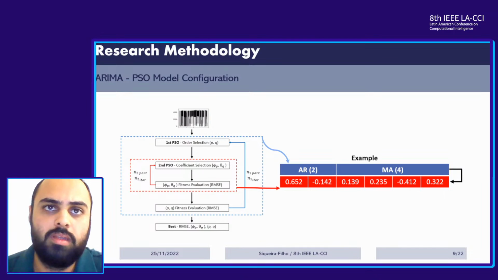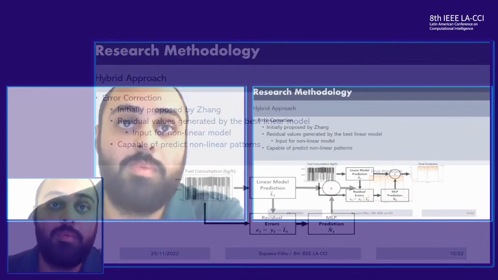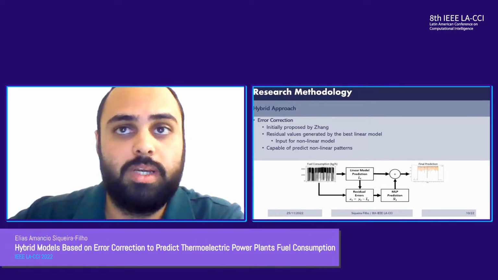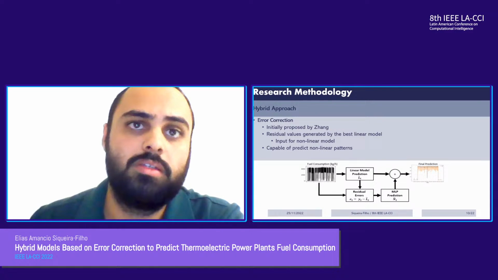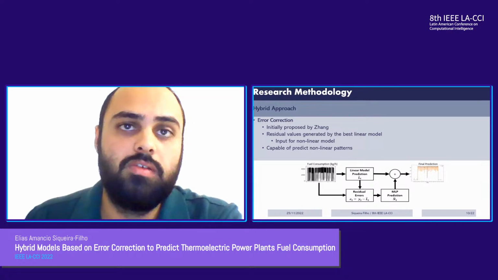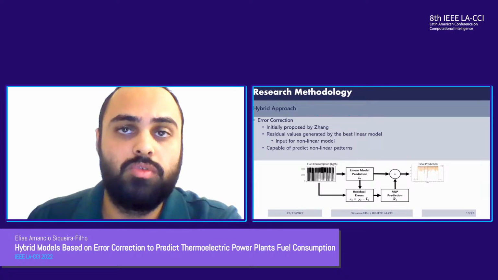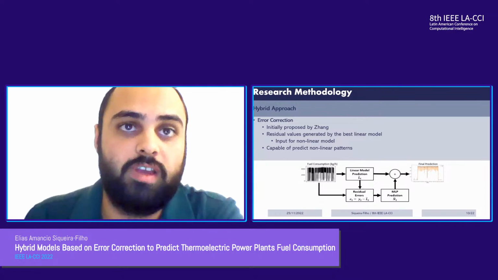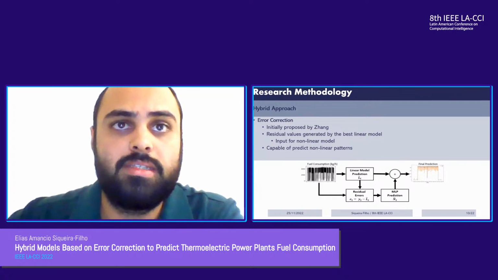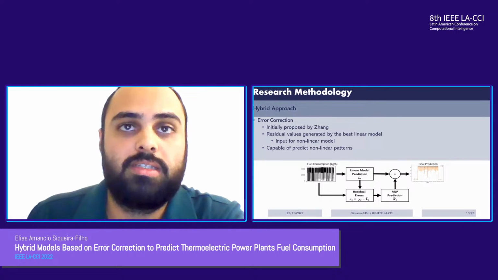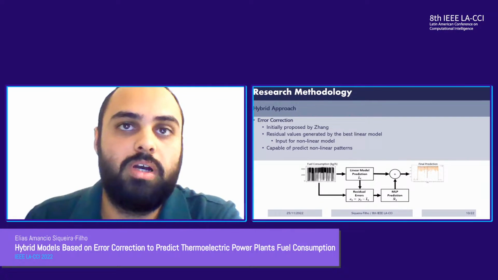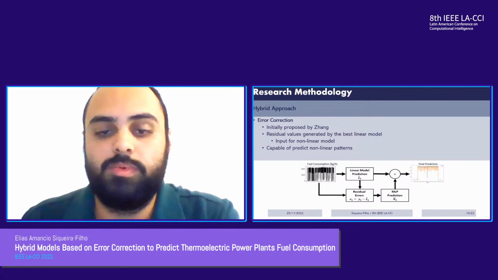And the hybrid approach used in this work was first proposed by Zhang, and it's based on residual error correction. In this case, we selected the best linear model based on its performance and used the residual series as input to a multi-layer perceptron to predict the future values of the residuals. And in the end, the result was the sum of the linear model forecast and the residual model forecast, which can greatly decrease the associated error and capture nonlinear patterns that the base model couldn't observe.